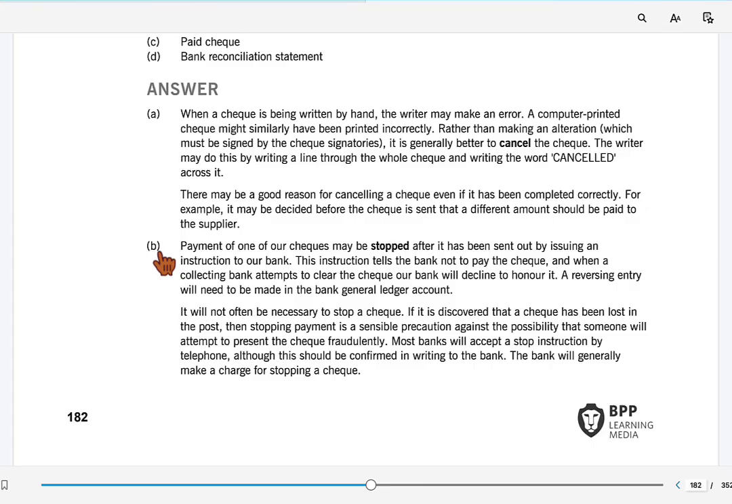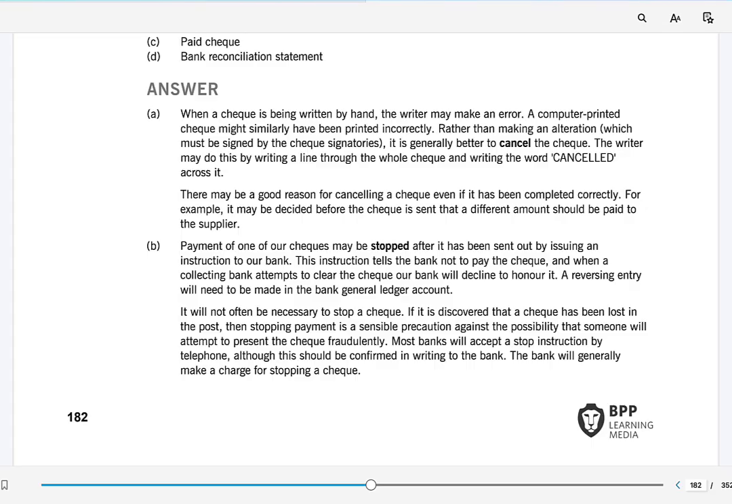This is not the same as canceled. Canceled means the check will not be used and is removed inside the office. Stopped means the check might already be outside the office and the business needs the bank's help to block it. Why would a business stop a check? Common real reasons are: the check was lost in the post, the check was sent to the wrong supplier, the check amount is correct, but the payment should not be made because of a dispute, the check might have been stolen, the supplier says they never received the check and time has passed.